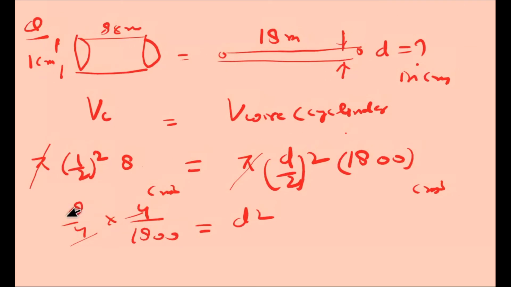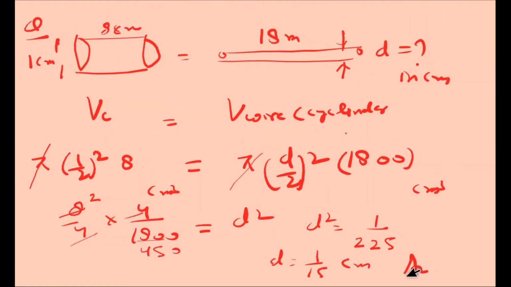You can find out that 4 2s are 8, 4 4s are 16... so we get d square equal to 1 upon 225. Okay, so now d equals 1 upon 15 centimeter. Now it will be your answer.